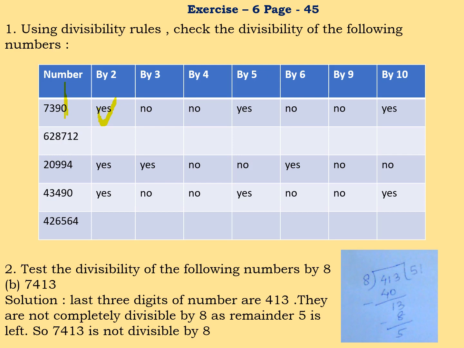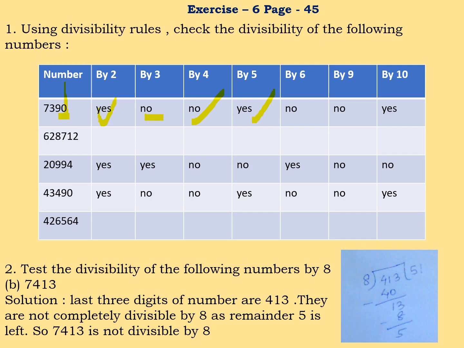For 3, you should add them. 7 plus 3 plus 9 plus 0. 7 plus 3 is 10. 10 plus 9 is 19. 19 is not divisible by 3. So it is a no. Last two digits should be divisible by 4. 90, when you check, it is not divisible by 4. So it is a no. Last digit is 0. So divisible by 5, yes.